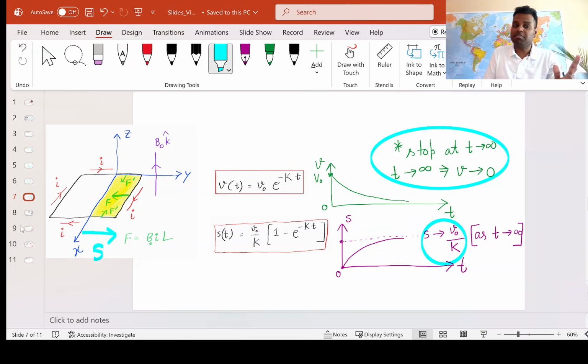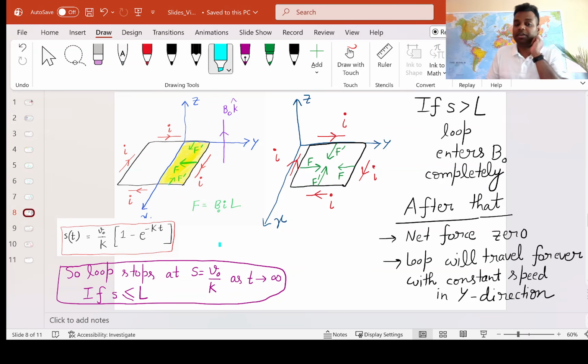But now here is something very interesting. If S is greater than L, then what will happen? If S is greater than L and L is this, then the loop would have entered the magnetic field and something will change.